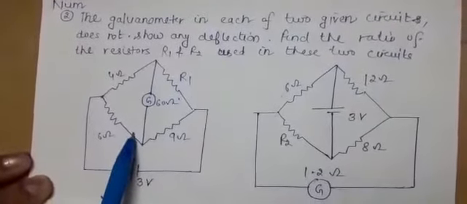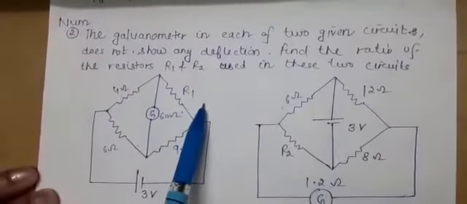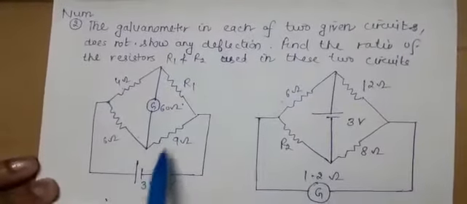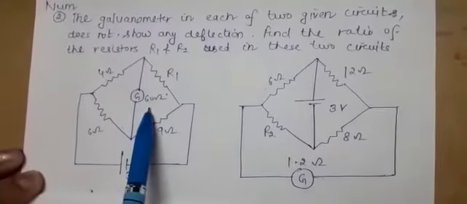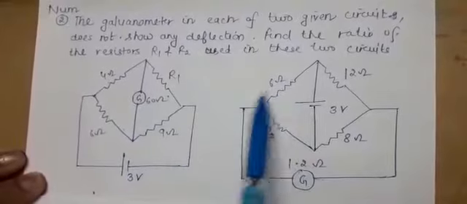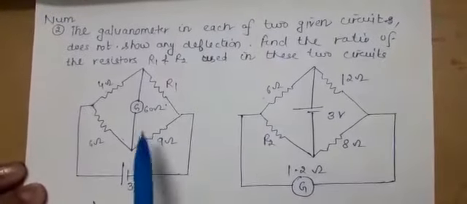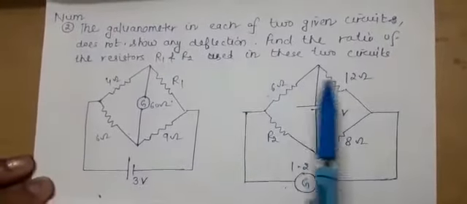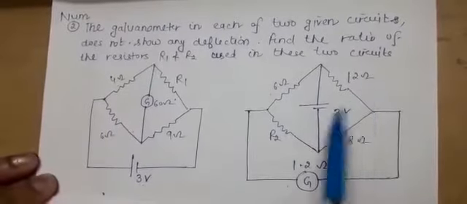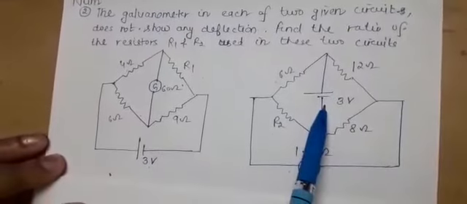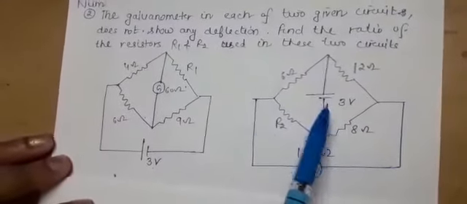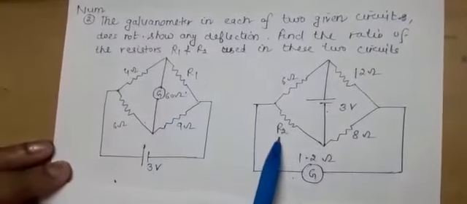See here, this figure is given. Here 4 ohm, R1 the unknown resistance, 6 ohm, 9 ohm resistance connected to a battery, and the galvanometer resistance is also given. Here the second figure is given. Now the battery and galvanometer are interchanged, and their resistances are 6 ohm, 12 ohm, this is R2 and this is 8, along with the same battery. Now you have to find the ratio of resistances R1 and R2.